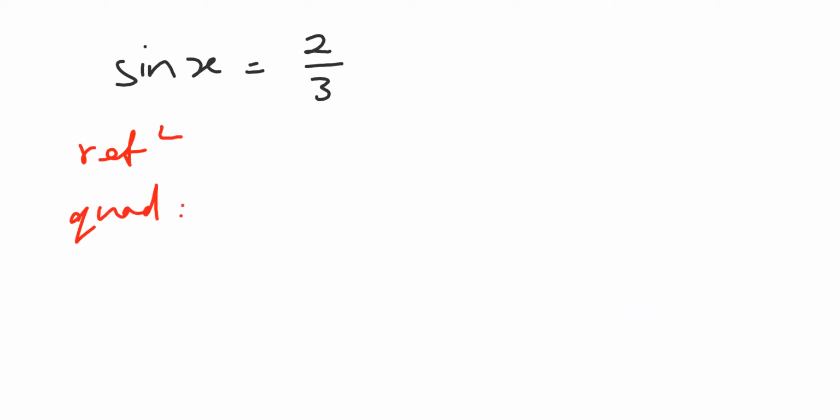Sine x equals 2/3. Firstly, we're going to find a reference angle. And then secondly, we need to identify the quadrants where sine is positive. The reference angle is just when you do shift sine of 2/3. That should give us a reference angle.